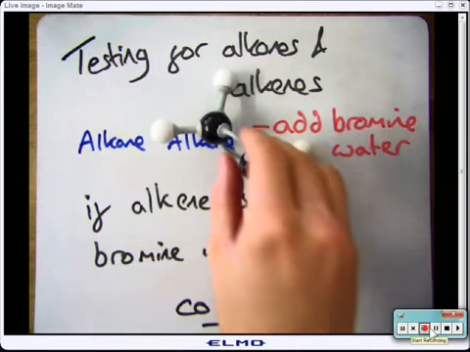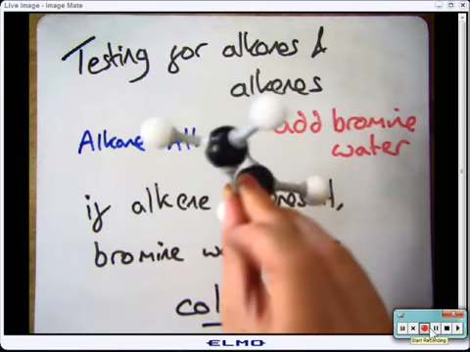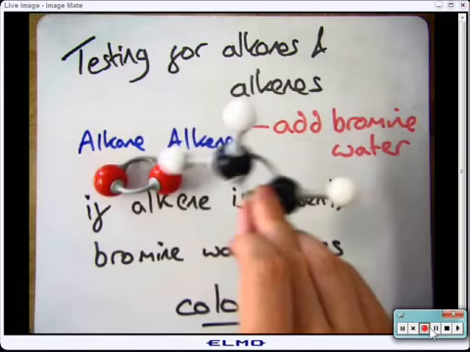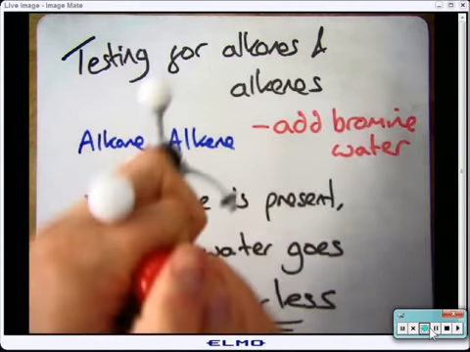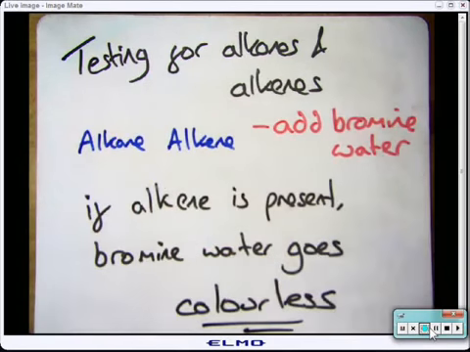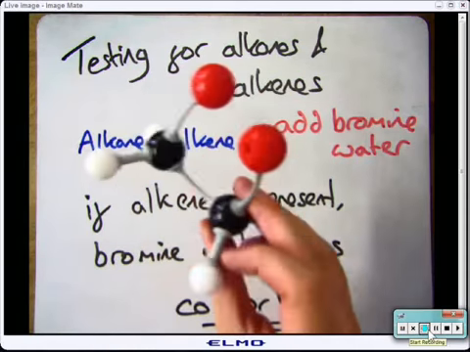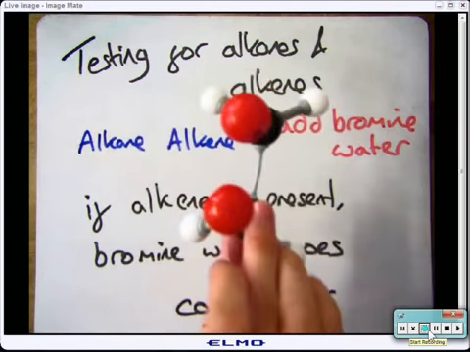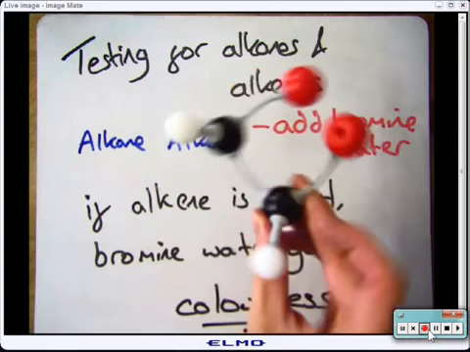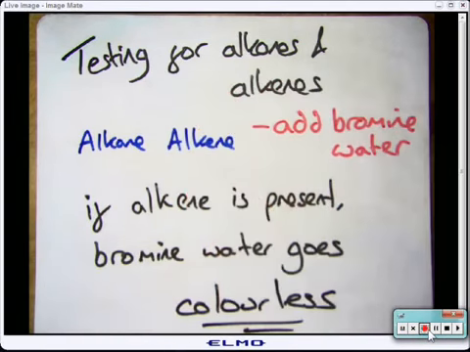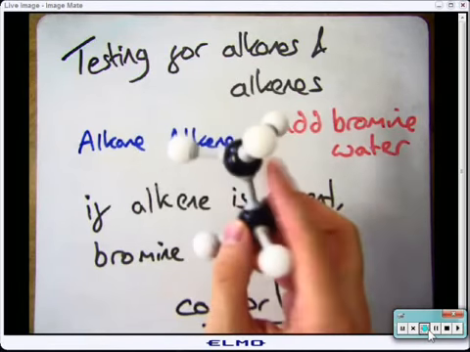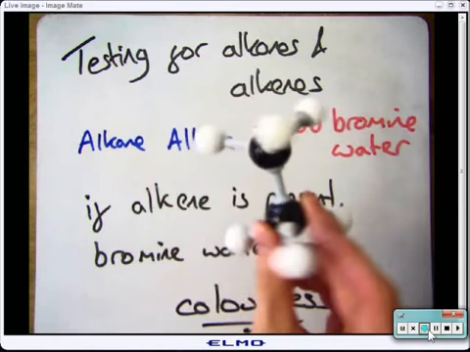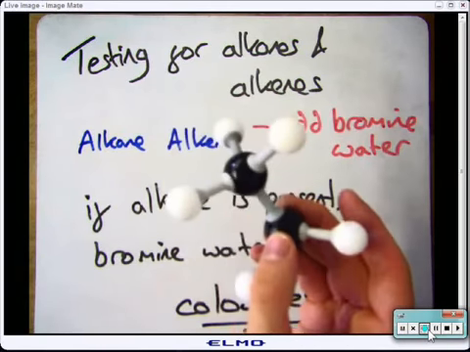The reason for this is the double bond. Now this double bond is really easy to break. So when you add in bromine, what it does is it breaks the double bond and a reaction occurs, leaving you with a bromoalkane. Whereas if you put that into ethane, because it's already got full single bonds, nothing will happen. So it will stay the orange colour of the bromine water.